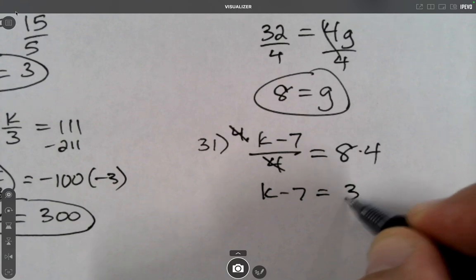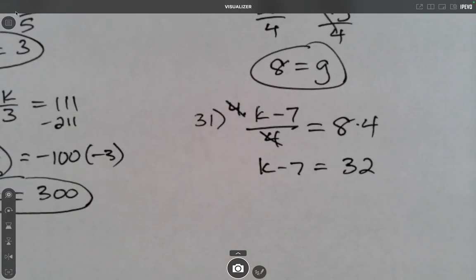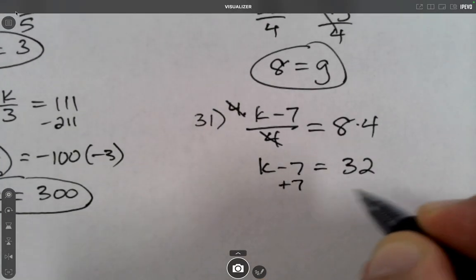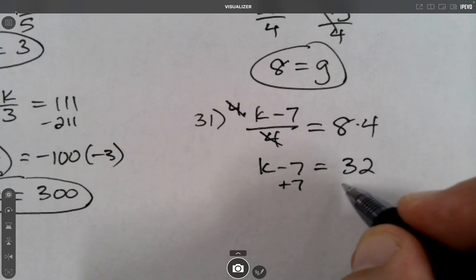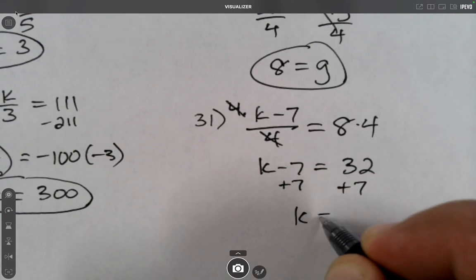8 times 4 is 32. And then we will add or subtract, in this case add. So it's minus the 7, so we do the opposite and add 7. We get k equals 39.